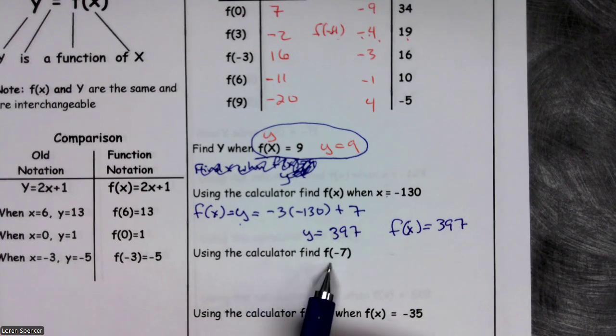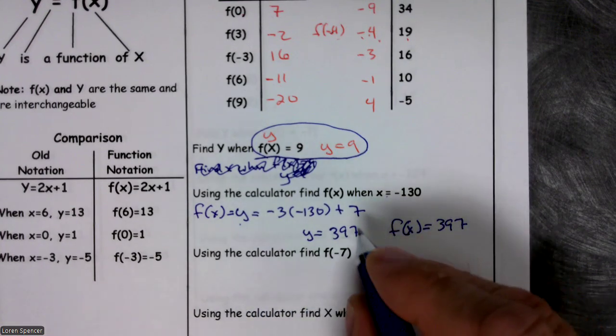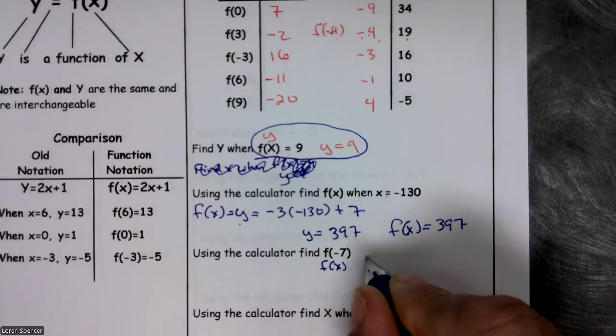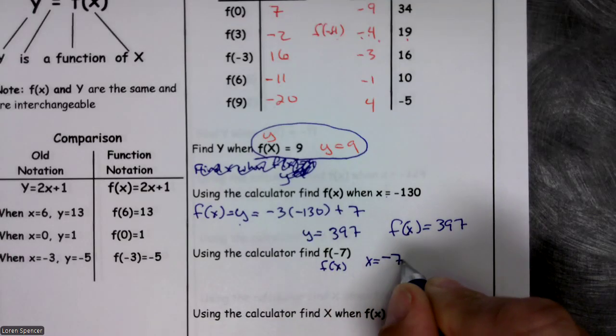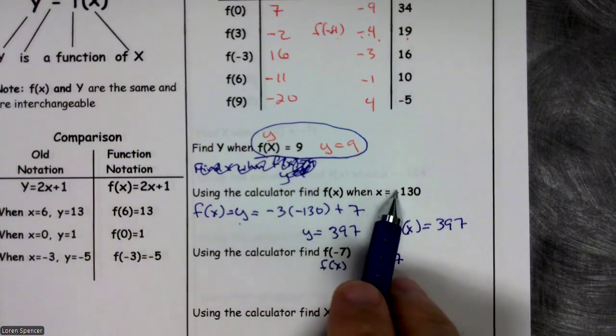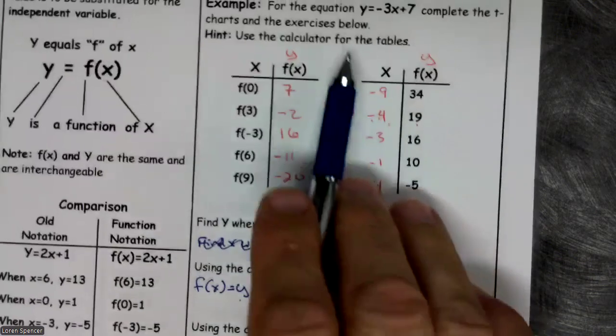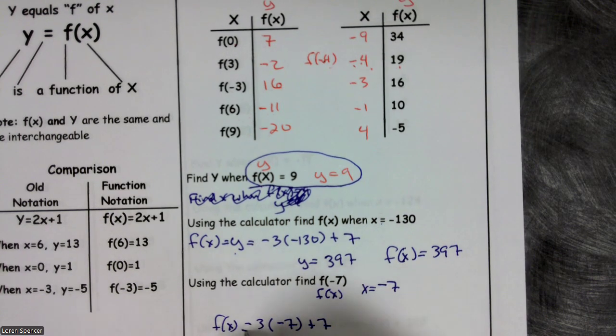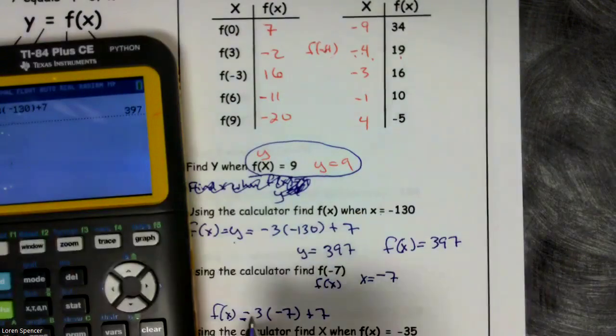Use the calculator to find f of negative 7. What they're telling us here, remember that's like having f of x. They're saying x equals negative 7. At that point, I can take my equation, negative 3x plus 7. So negative 3 parentheses negative 7 plus 7. That's what f of x equals. So I'm going to just plug that in.